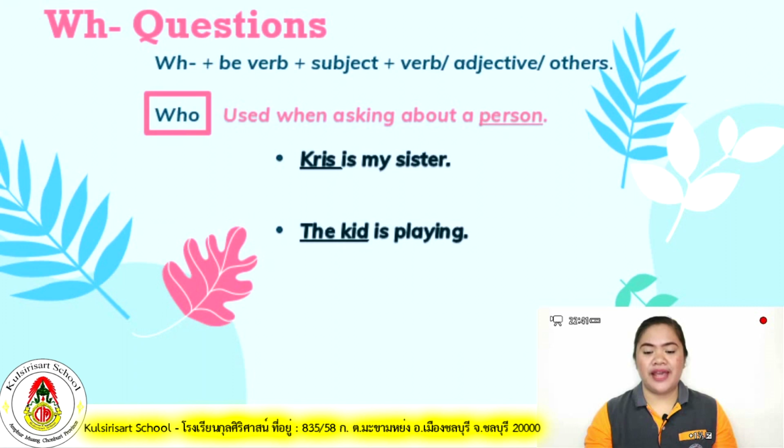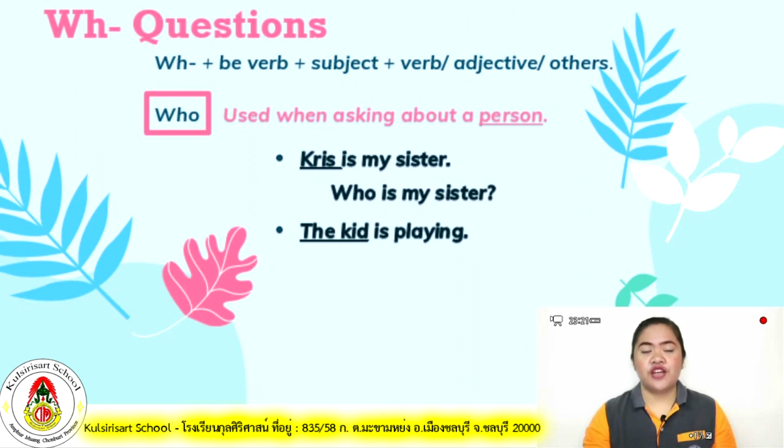Next, we have examples. Chris is my sister. The kid is playing. Now, Chris is my sister. The underlined word there is Chris. You will ask a question that answers Chris. It should be, who is my sister? And the answer for that is, Chris is my sister.